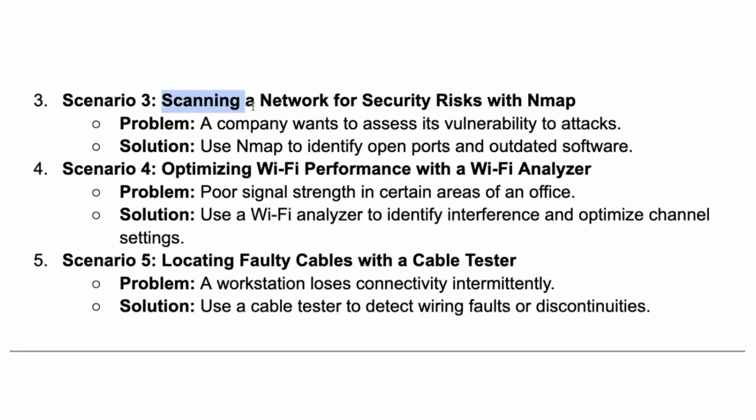Scenario three would be to scan a network for security risks with Nmap, and the problem is that the company wants to assess its vulnerability to attacks. So we would use Nmap to identify open ports that should not be open, and to identify outdated software to find any vulnerabilities if we possibly can. So Nmap is great for enumeration, as well as trying to identify open ports.